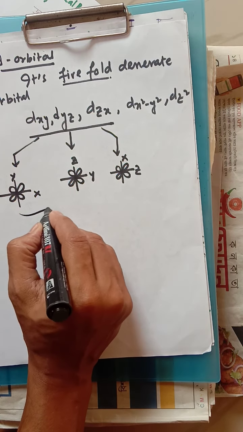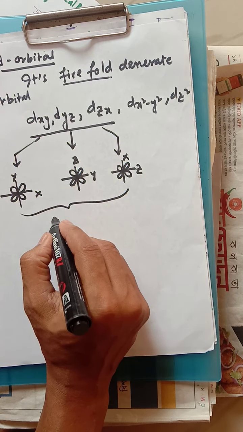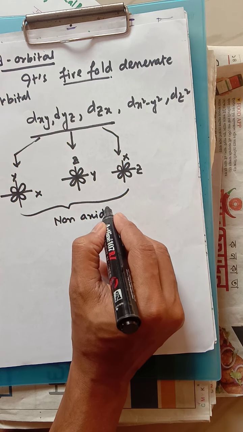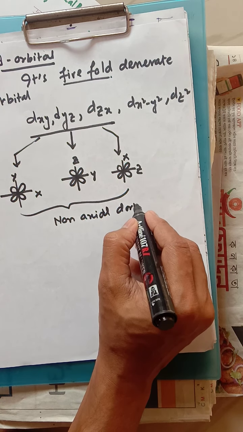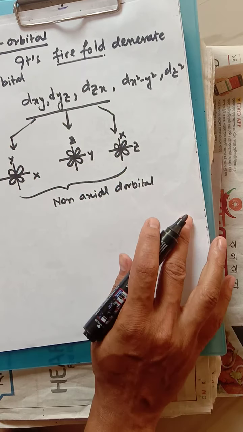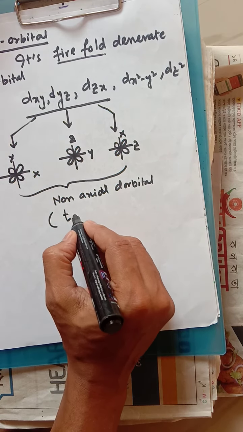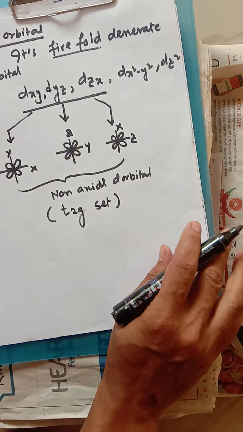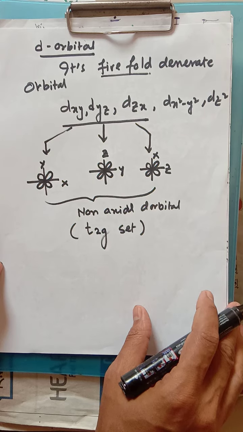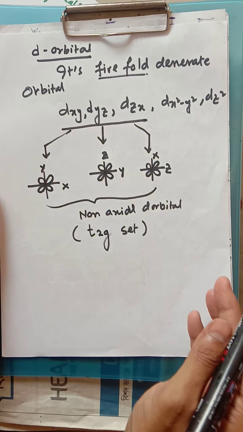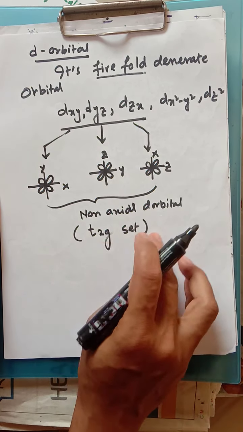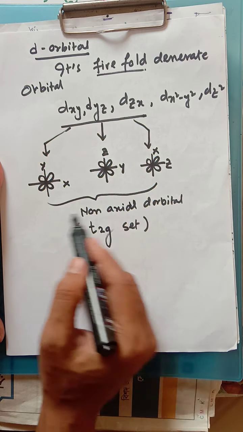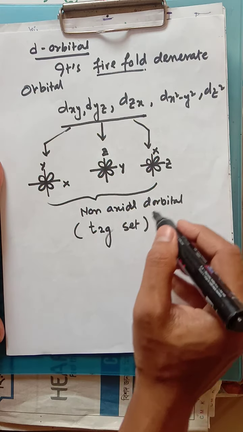But mind that another thing we have to remember is that these are the non-axial d orbitals. This set is known as the T2g set. We have to remember that it is very helpful for further study, because other chapters require this concept. Otherwise it is very difficult to understand in that case. So I think the orbital shapes are clear to all of us.